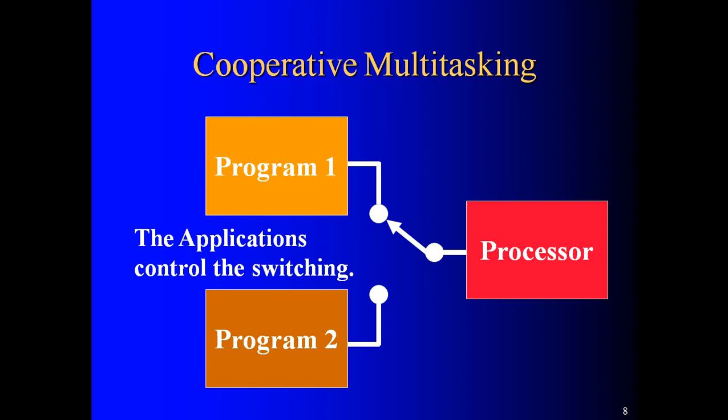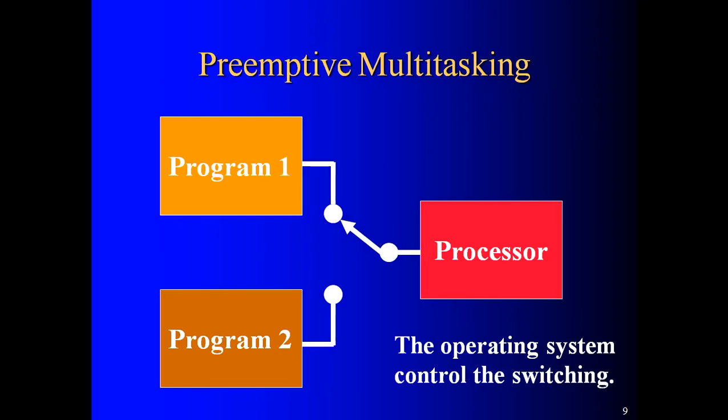If the application is in control of the switch, it will control how much time program 1 will run and how much time program 2 will be in the idle state. This is the criteria: the application will control the switching process. In that case, it is known as cooperative multitasking. Okay, so let's go to the next slide.